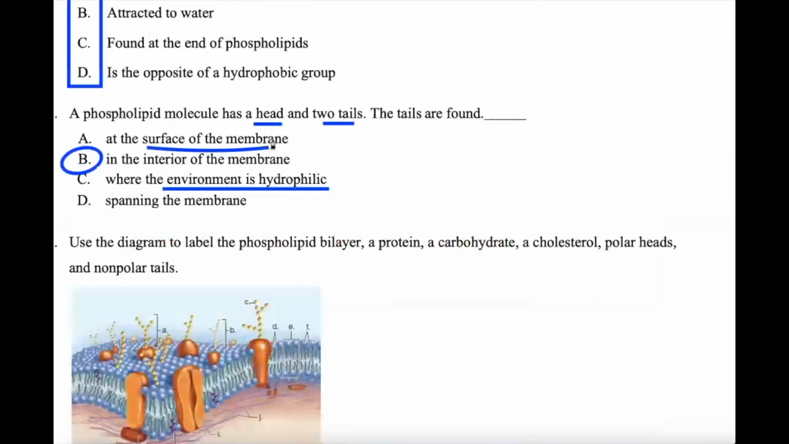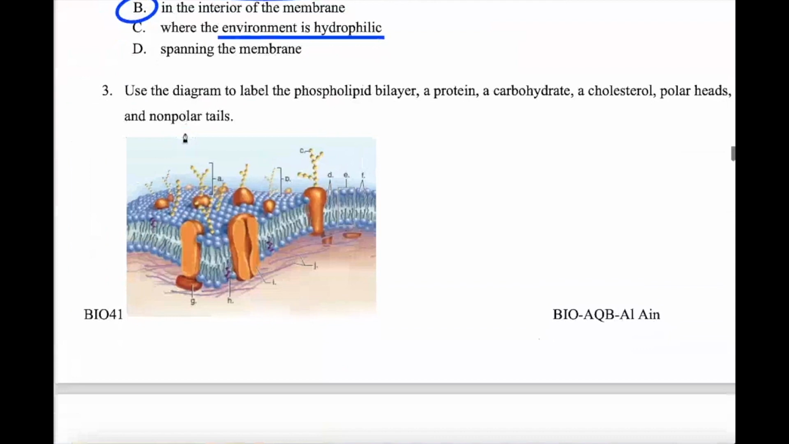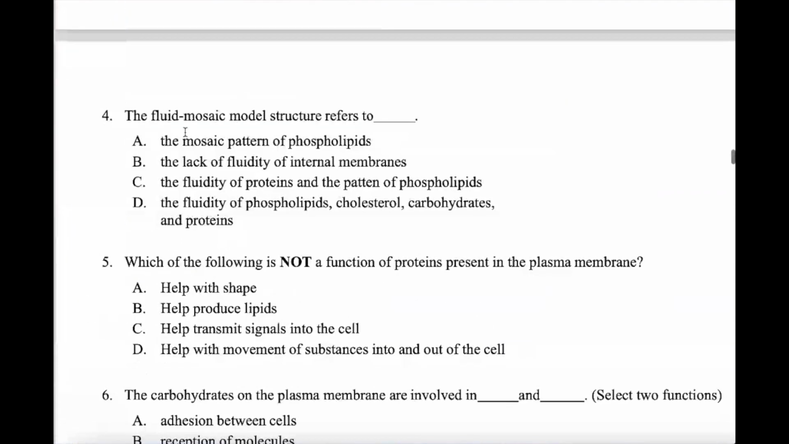Okay, let us move to the next question now. The surface of the membrane is hydrophilic, where the environment is hydrophilic on both sides of the cell membrane. Spanning through the membrane is the hydrophobic part, like the interior. Okay. Use the diagram to label it. We have done the labeling on top a lot. I'm not going to label it here.